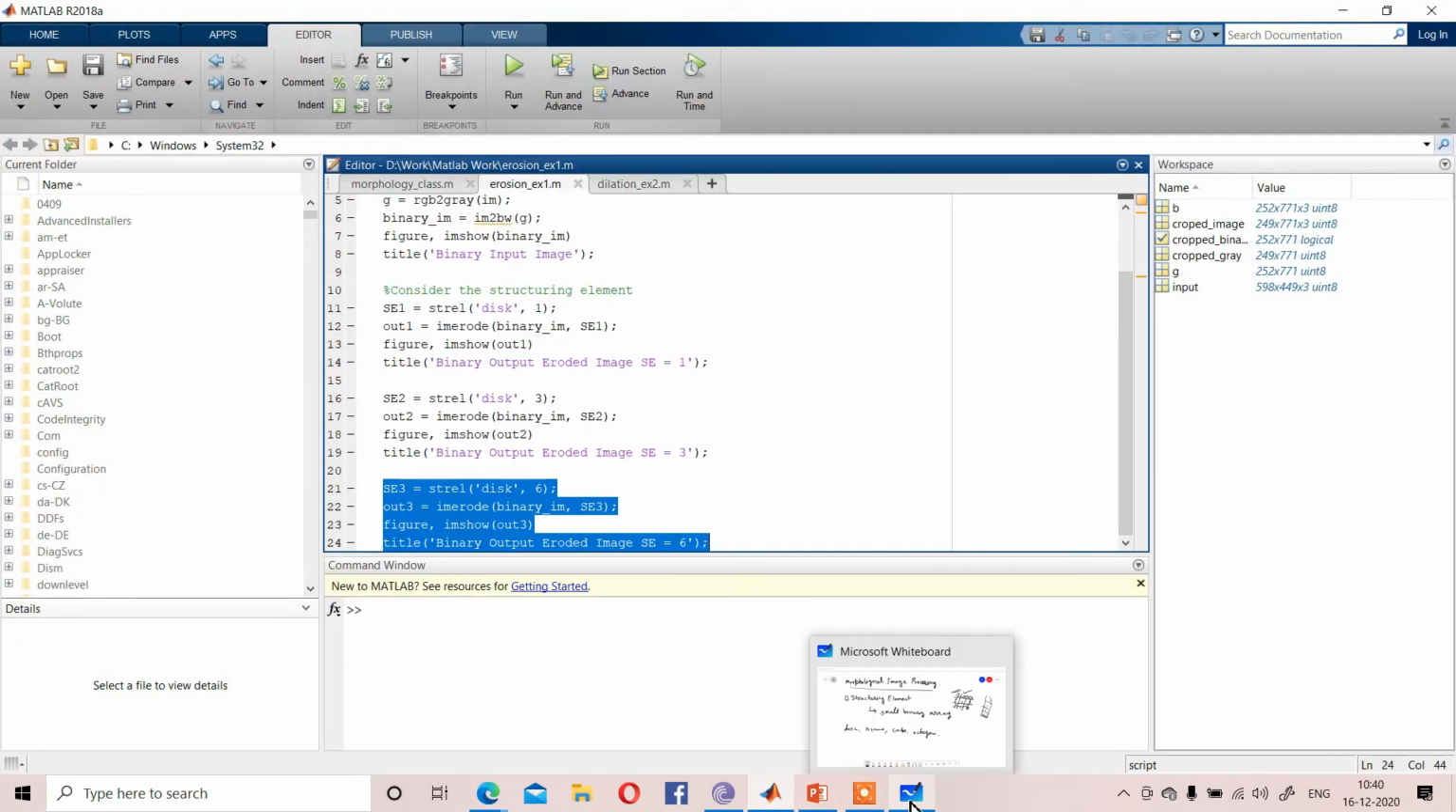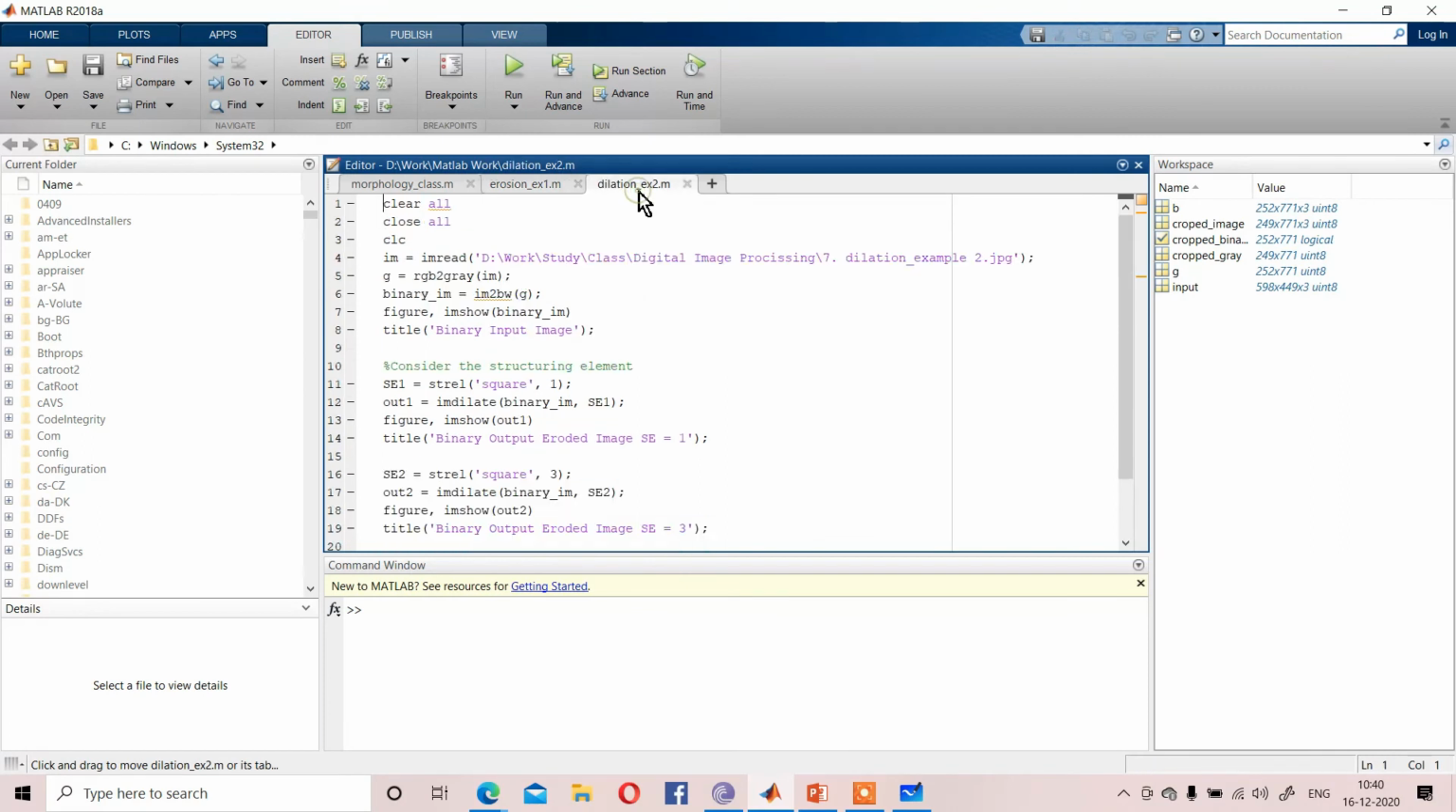In the same way, dilation will happen, but the dilation process is the opposite of your erosion process. Meaning in erosion you are removing pixels from the given image. In dilation you will add pixels to a given image. How? That I am showing you.